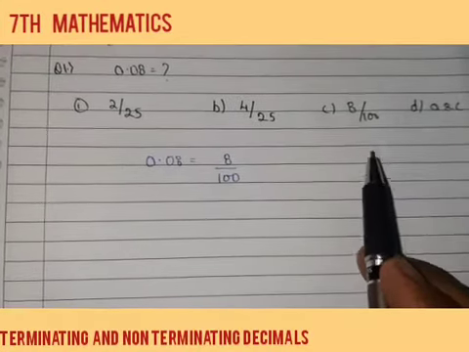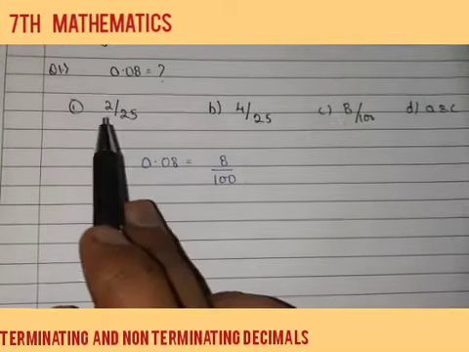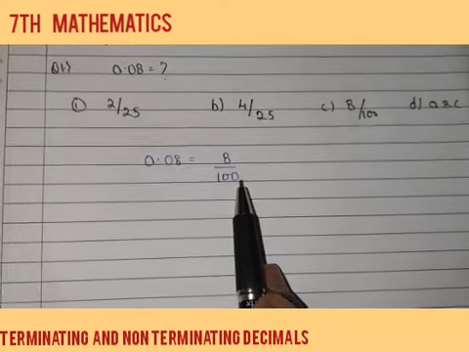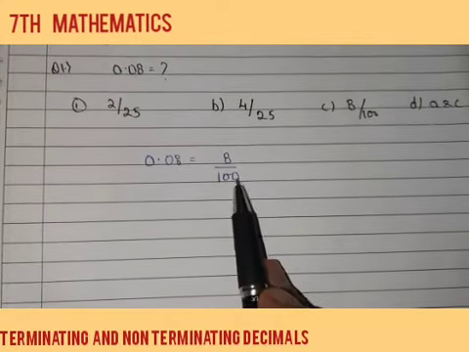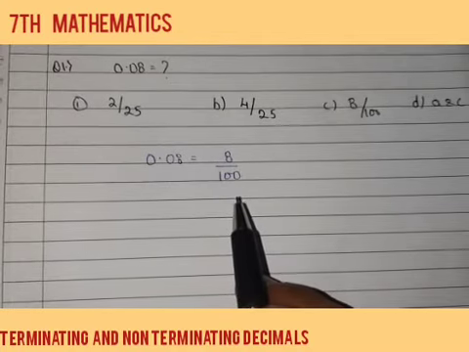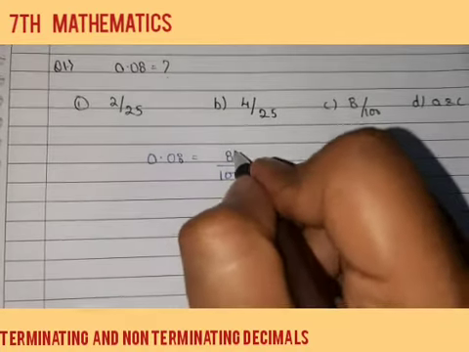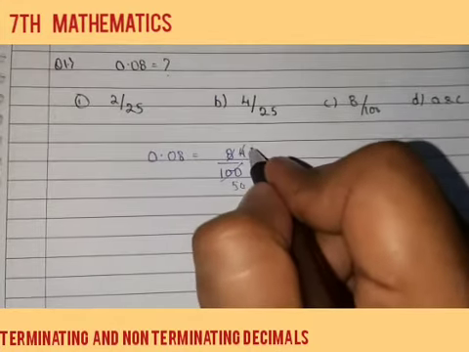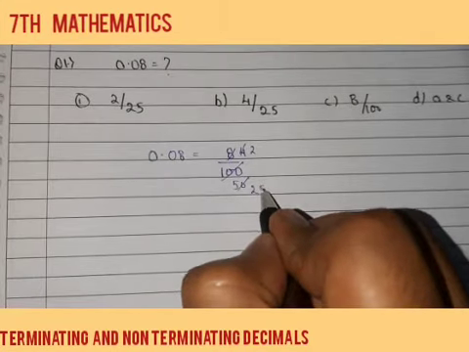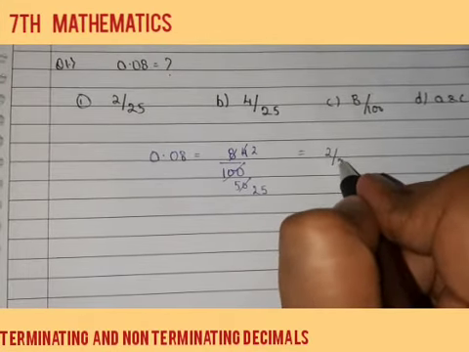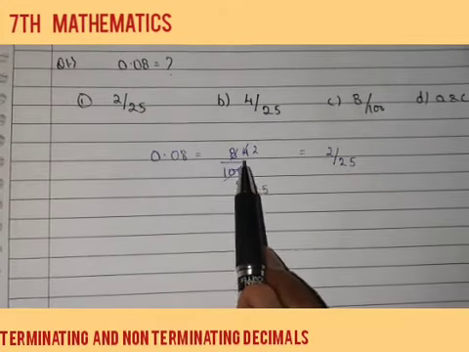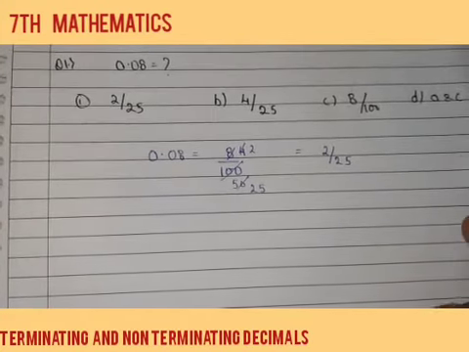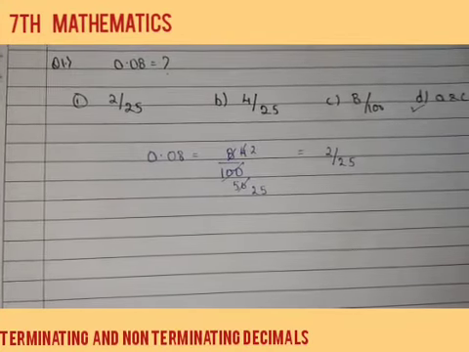But out of the options given, there are also A and C, 2 upon 25 and 4 upon 25. That means we should see whether it can be simplified. The answer is yes, because both have a common factor of 2. So 2 into 4 is 8, 2 into 50 is 100, and 2 into 2 is 4... 2 into 25 is 50. That means 2 upon 25. So either you write 8 upon 100 or you write 2 upon 25, both are the same. That means our answer will be D, both A and C.